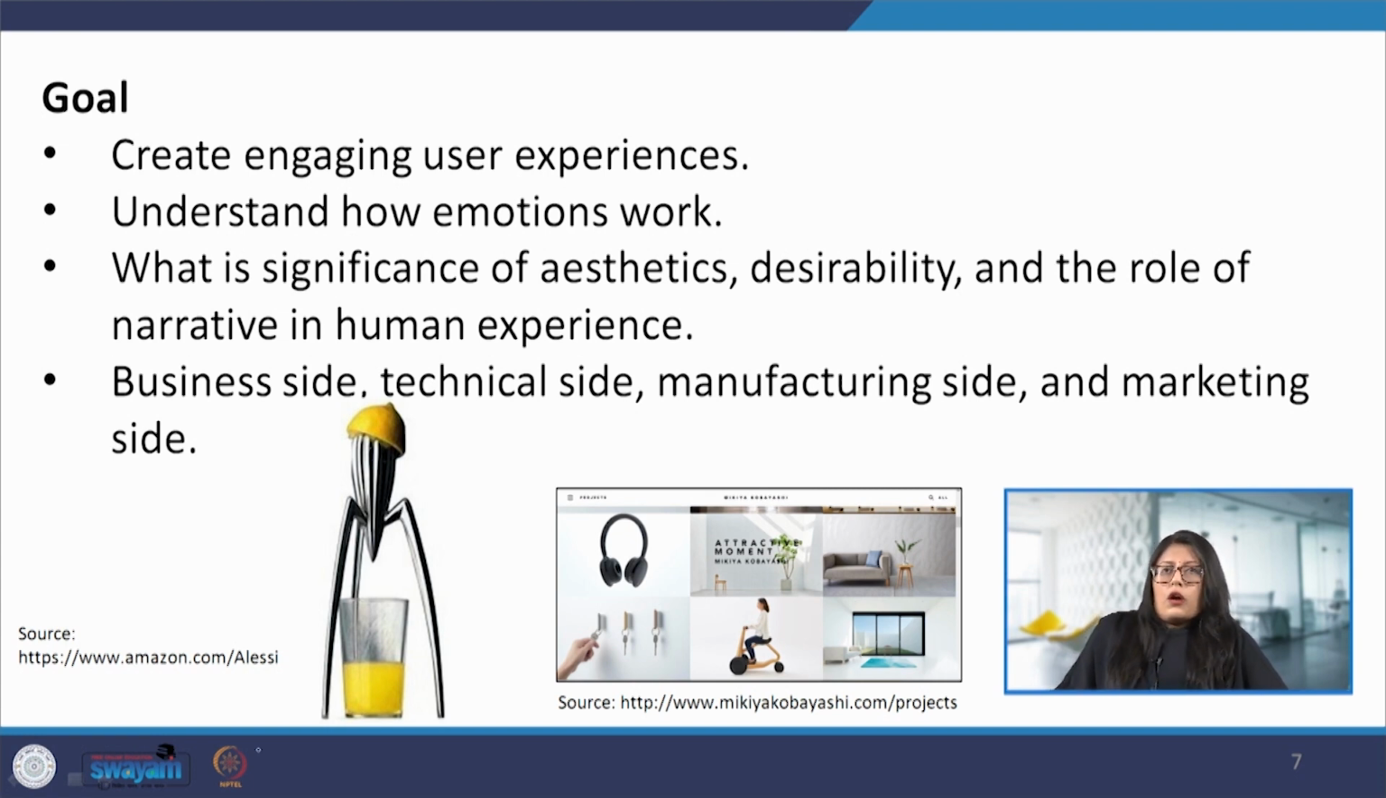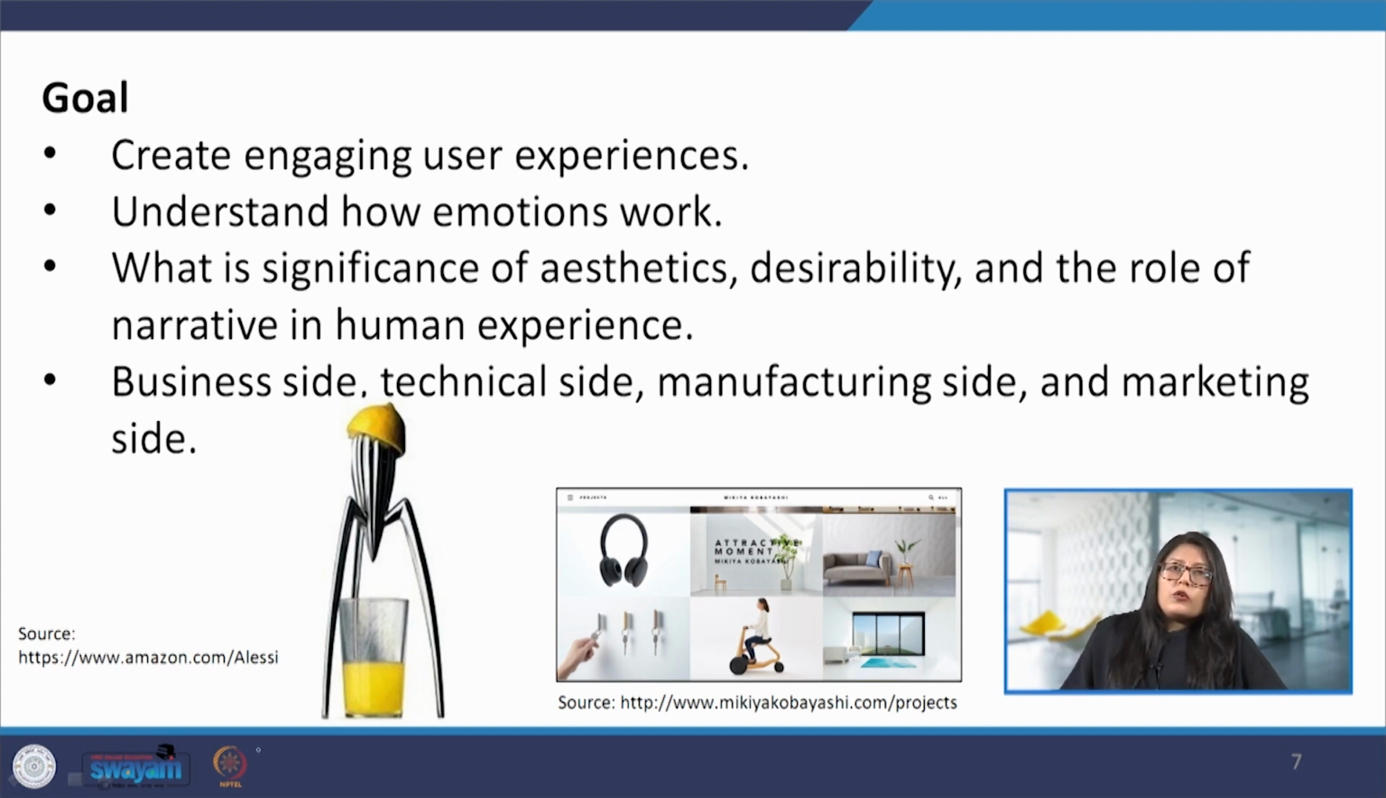Also, what is the product's story, and how does it fit into the human experience? Because we all have a story, and if the product can speak to us in the language we understand, then it makes a very good bond between the two of us. It could be a digital or a physical product.